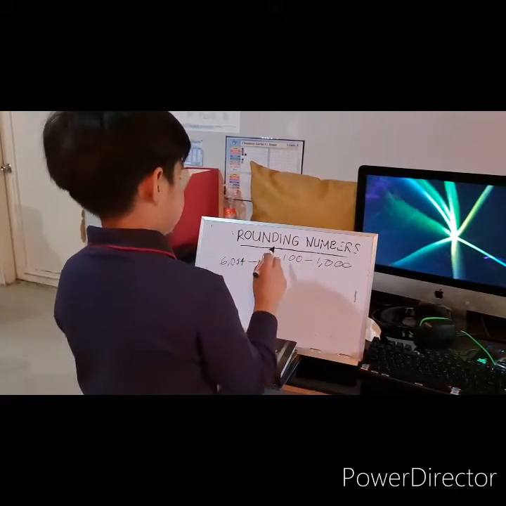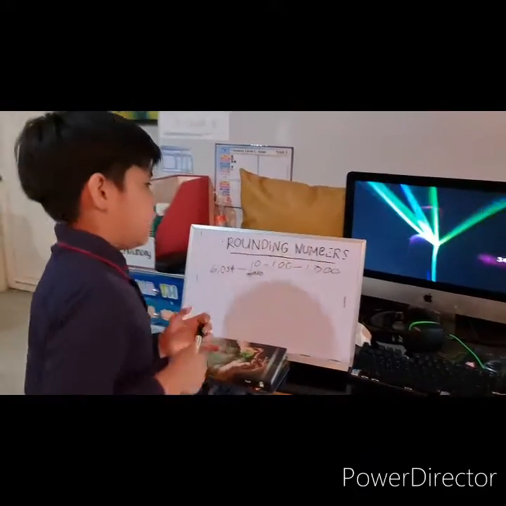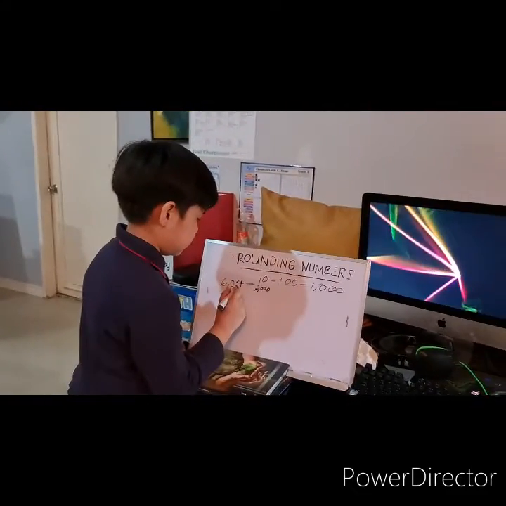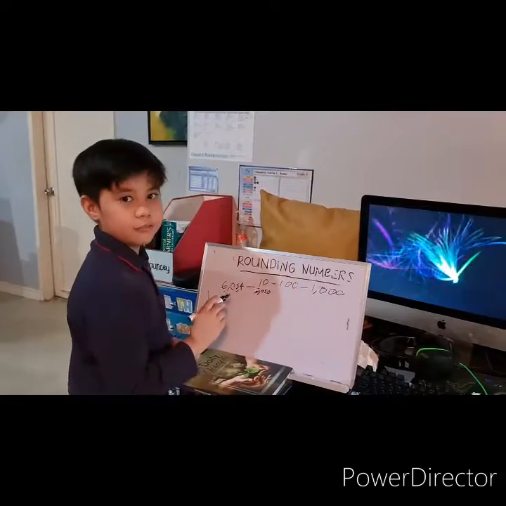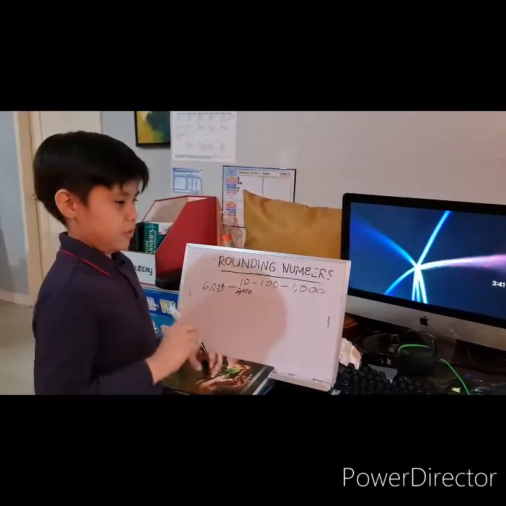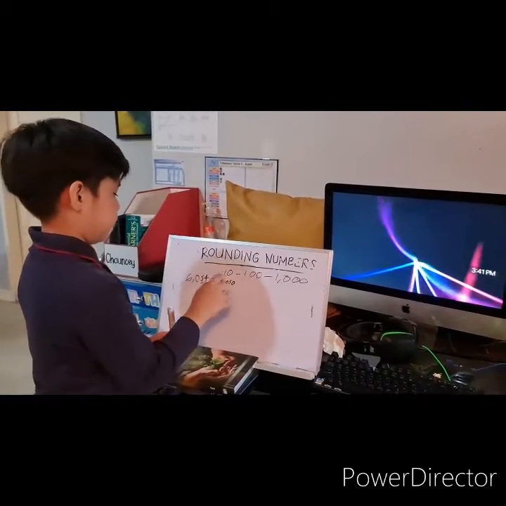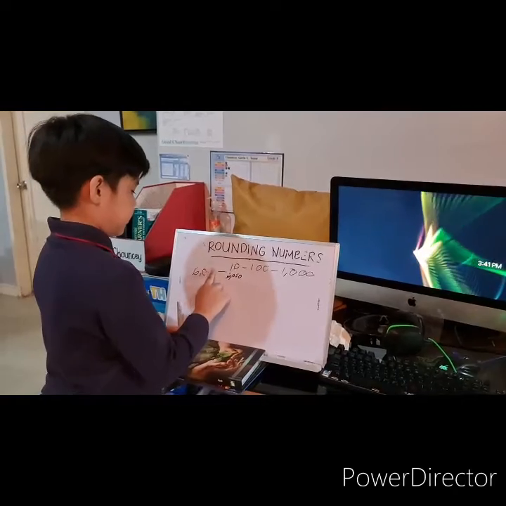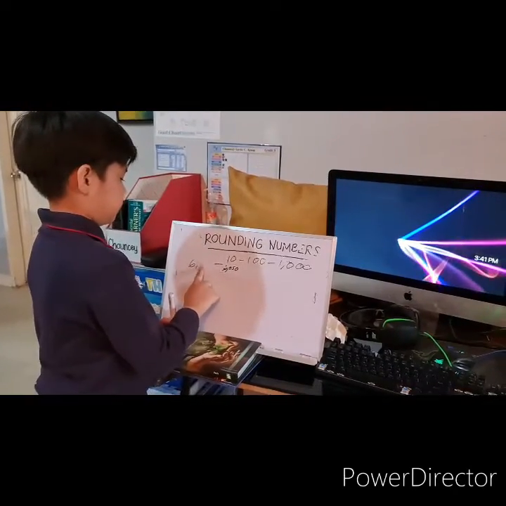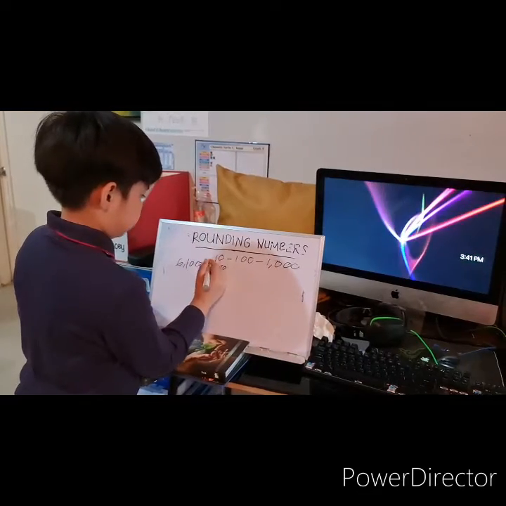So we can answer 100. To round it to the nearest 100, we will underline this number 5. Now it is 5, not below or above. So we will be able to make it into a 100. So erase this 54 and make it 6,100.